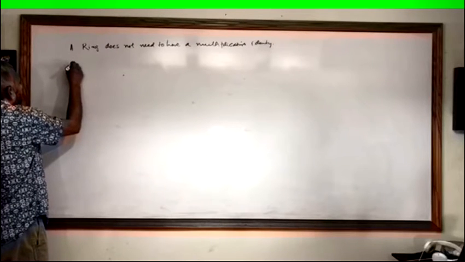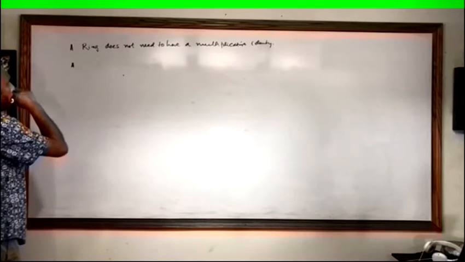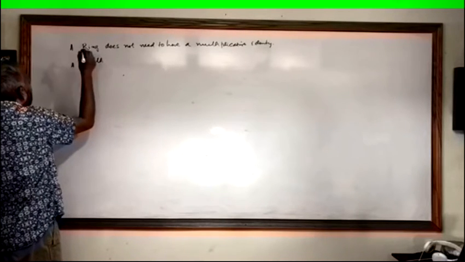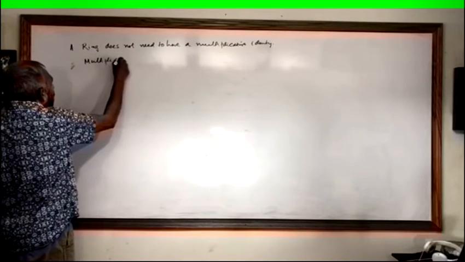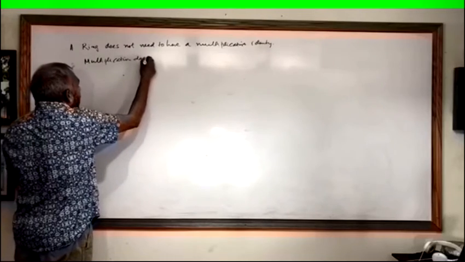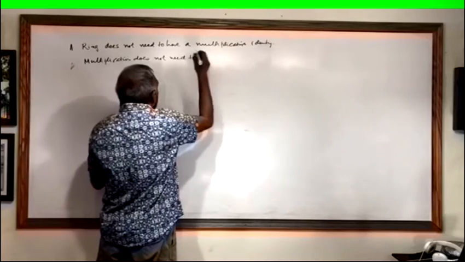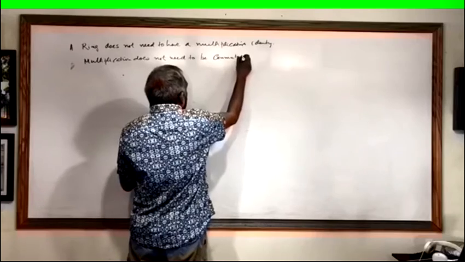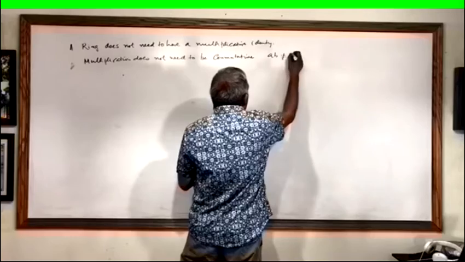Another thing which we need to note down is multiplication does not need to be commutative. That means AB does not need to be BA.